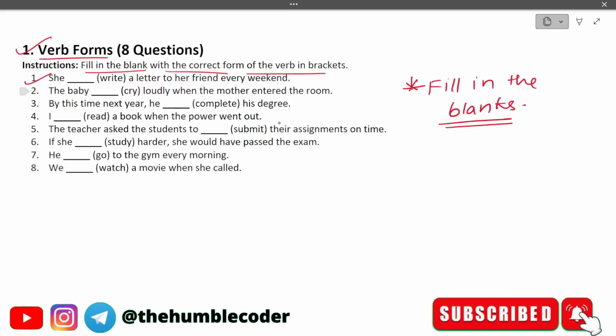Okay, so see, the correct answer in this case for the first one is going to be she writes a letter. Basically the answer is writes. A letter is already there in the sentence. Moving on to the second one.